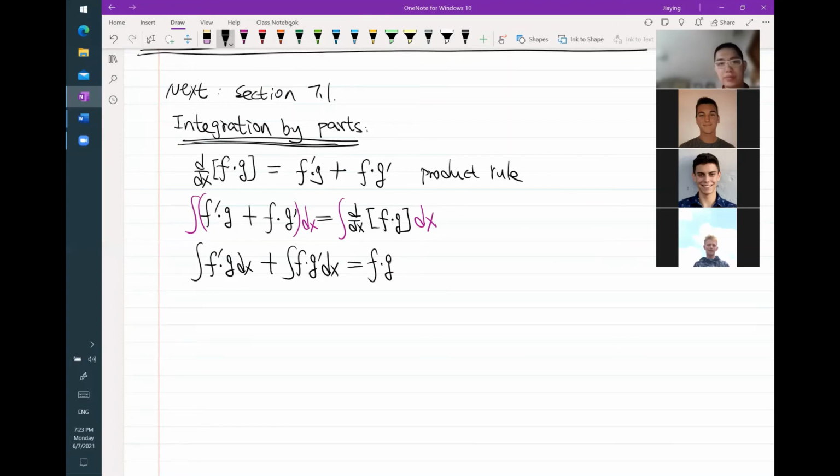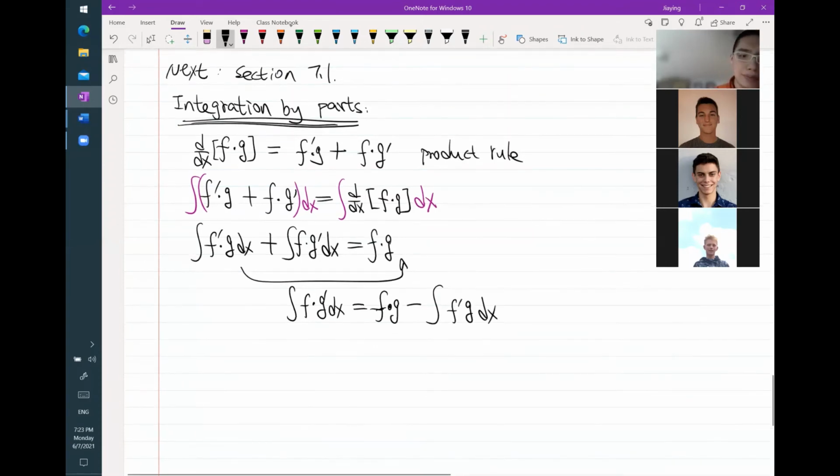You probably wonder what's the whole point of doing this, right? Well, the next step is I'm going to move the first term to the other side. So I get the integral of f times g prime dx equal to f times g minus the integral of f prime g dx.